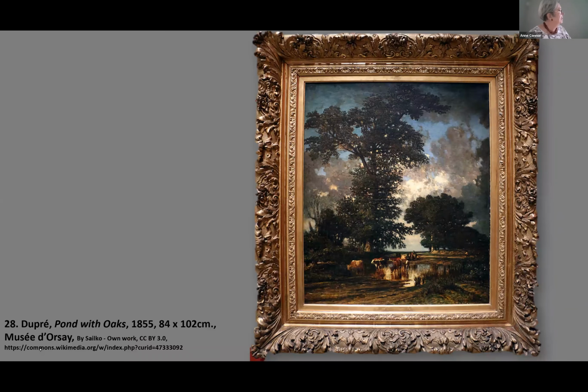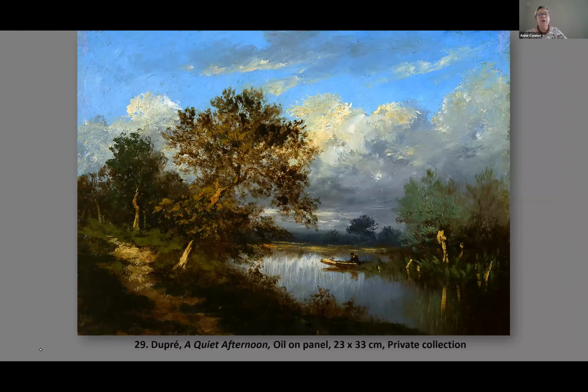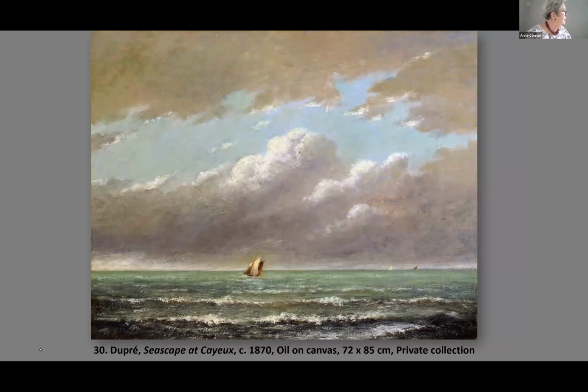I always like to show a painting in its frame because you see the difference when you see it without frame or within the frame. It's quite interesting. Beautiful sky, very dramatic image there of the pond with oaks. A quiet afternoon. And then finally, seascape at Cailleuse on the French coast.